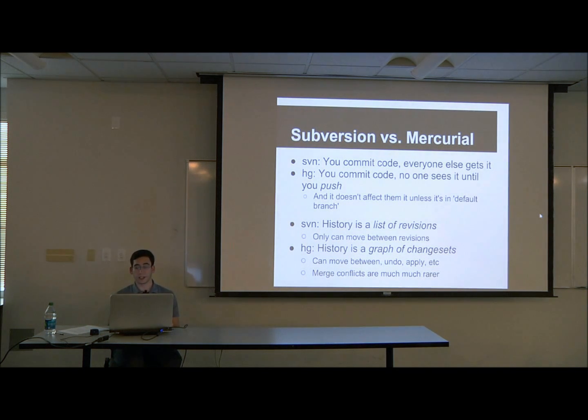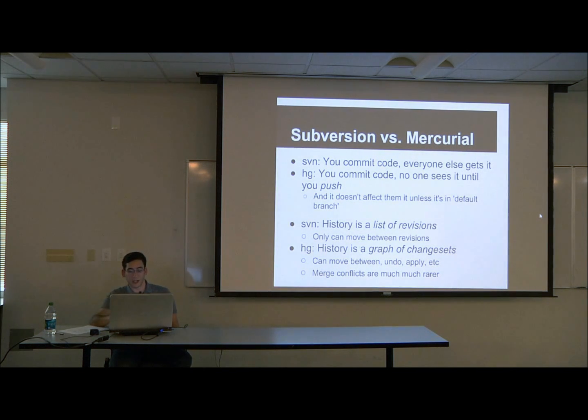With Mercurial, history is a graph of change sets. So is everyone familiar with a graph, that's kind of a 280 kind of thing? So basically a graph, instead of being a linear list, it means that each node can be connected to any number of other nodes. So it's just kind of this interconnected web of nodes. That might sound complicated, but it ends up being really simple.